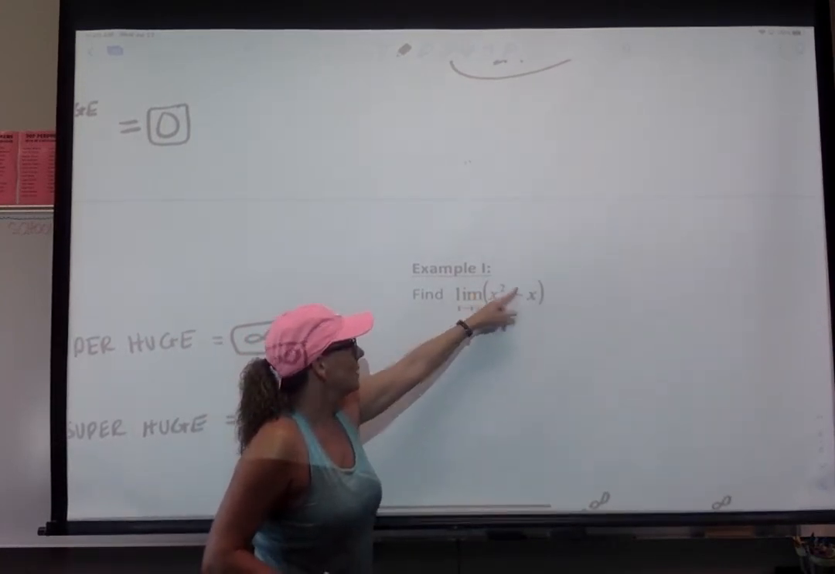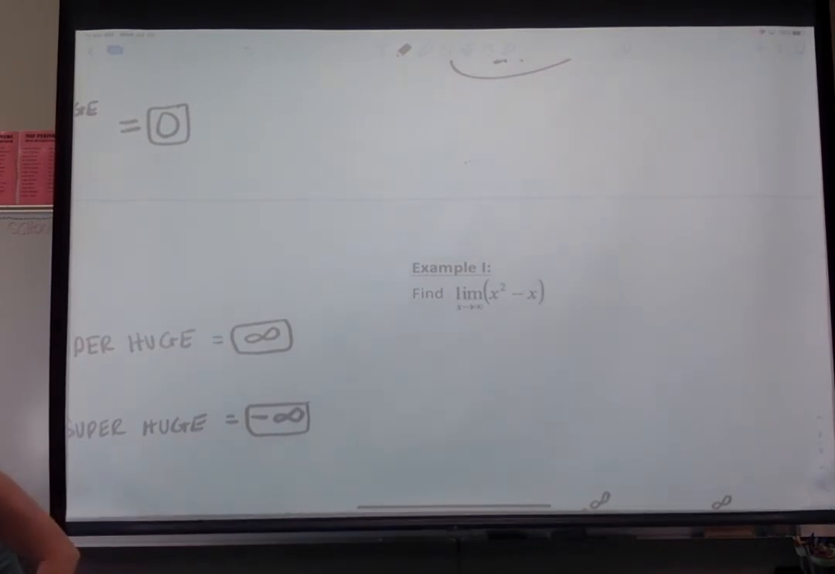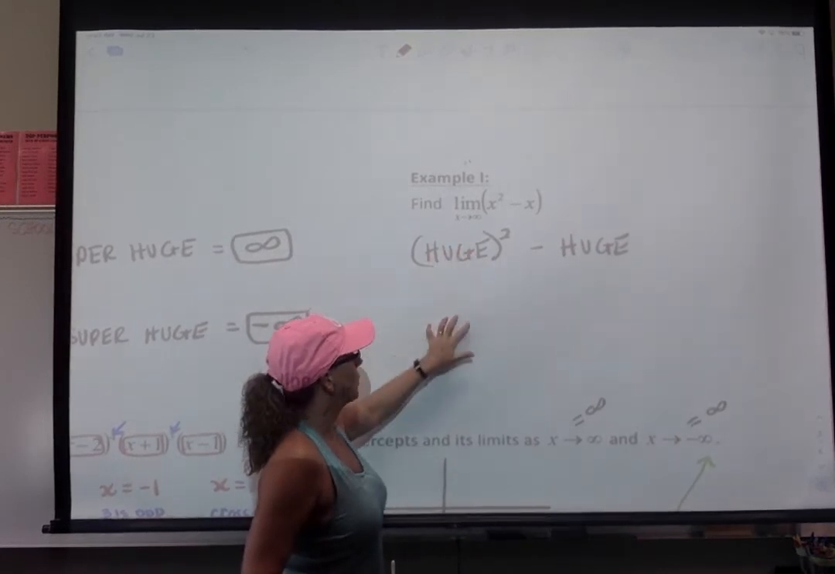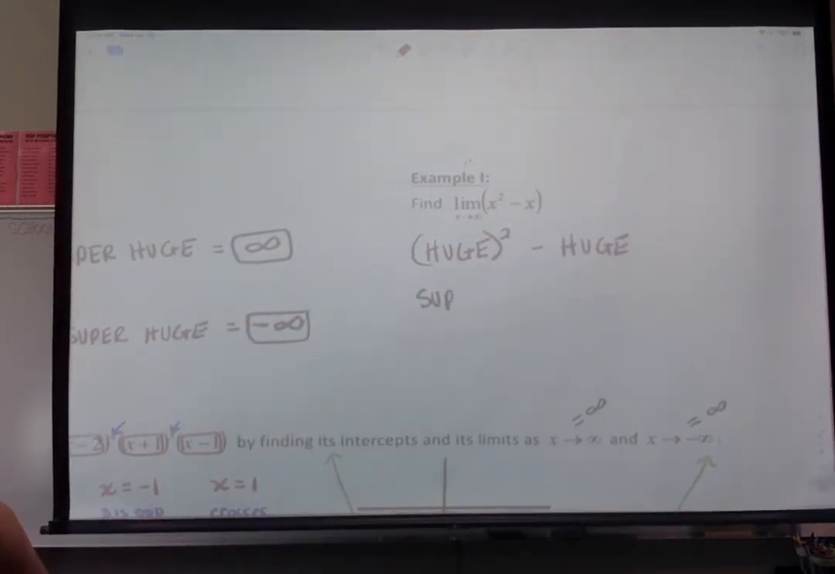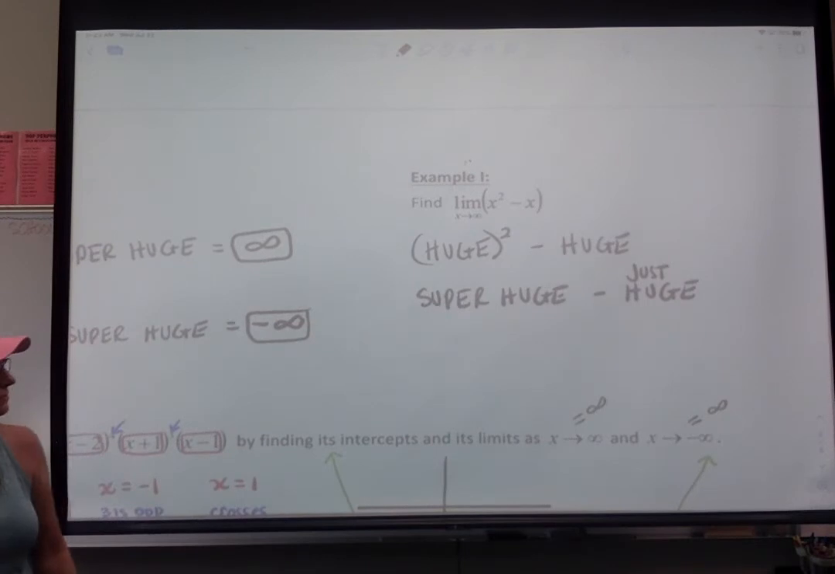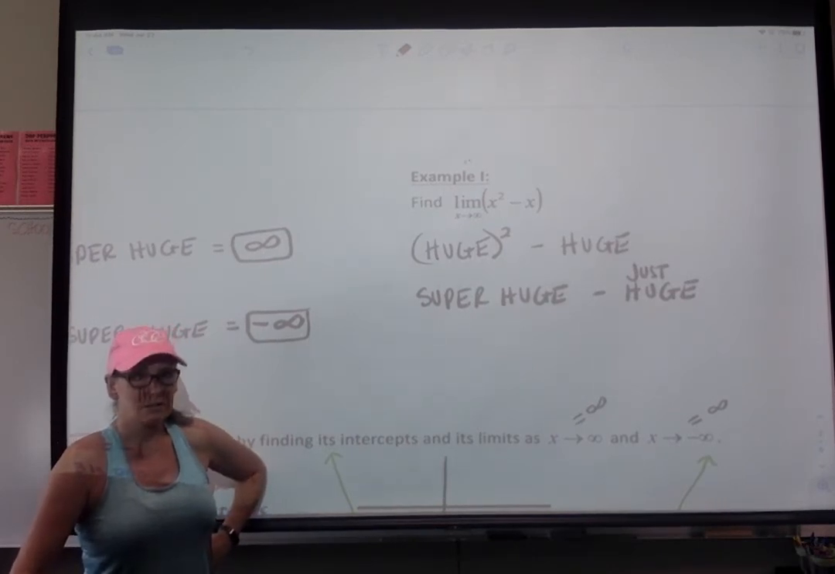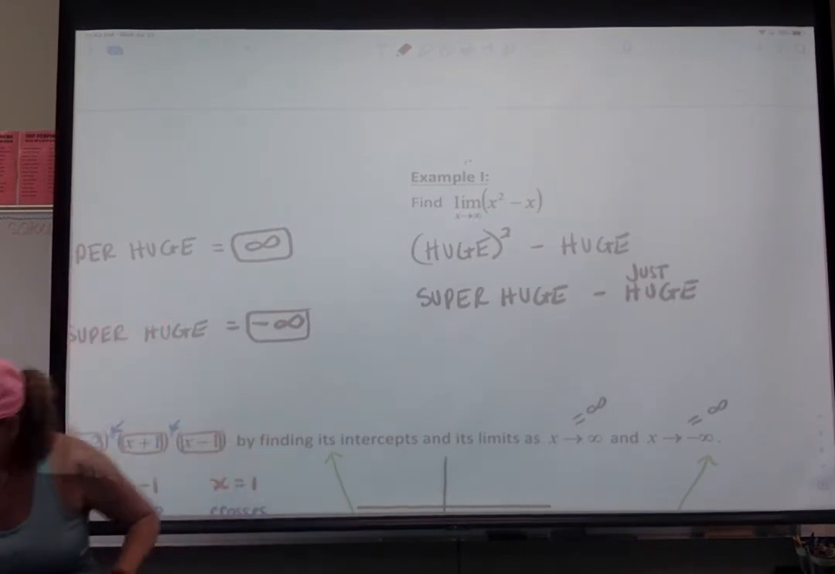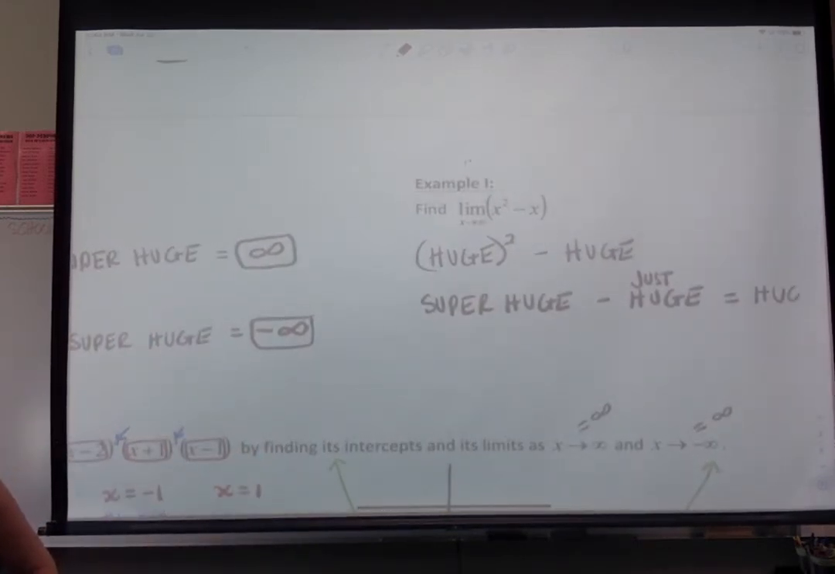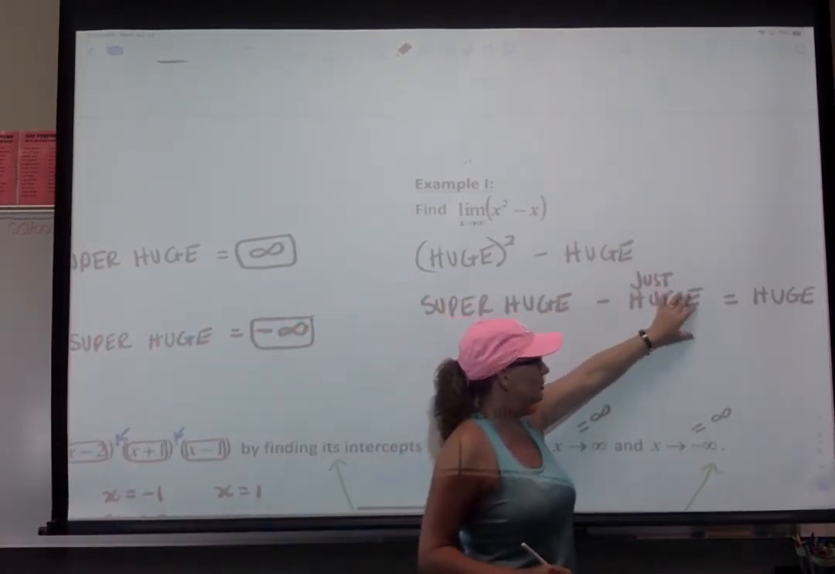As x approaches infinity, x squared minus x. So you're going to do huge squared minus the same huge. They're both an x. So huge squared minus huge. Well, square this. What do you get? You get super huge minus just huge. Subtract them. Describe your answer. I think you get another huge number. Right? Super huge minus just huge equals a huge number.